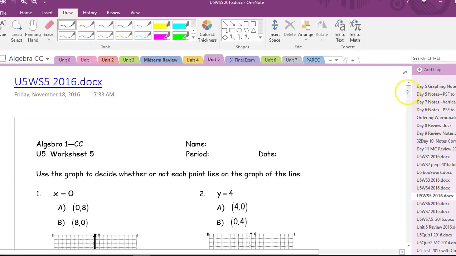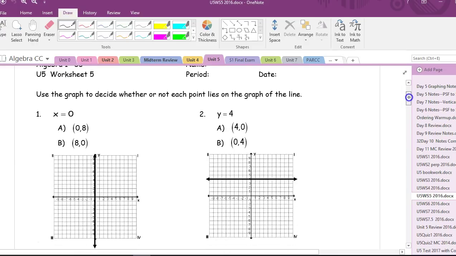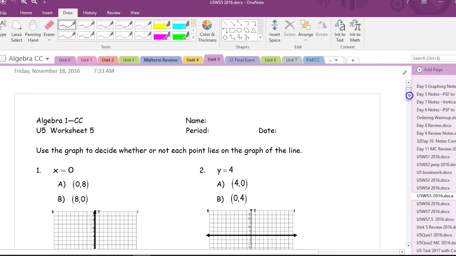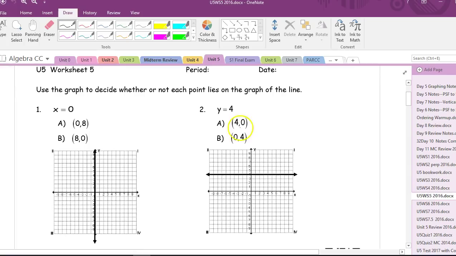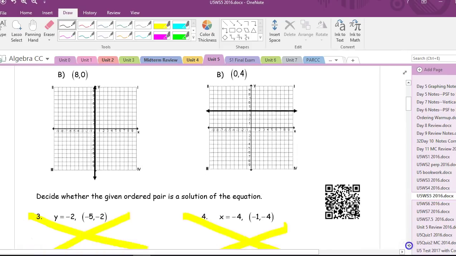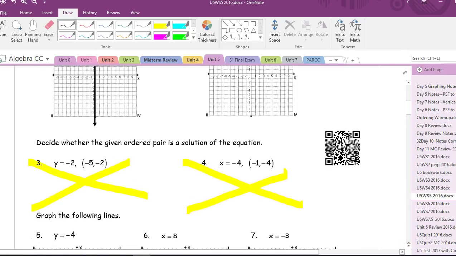All right, so worksheet 5. I'm going to take you through the problems as well, even the ones we're not going to cut. Number 1 and 2, you're using the graph to decide whether or not each point lies on the graph of the line. You can circle which one is correct, or you can just put yes and no. So again, you're just going to check 0, 8, is that on your line? If it is, yes. 8, 0, is that on your line? If it is, yes. If not, no. 3 and 4, we are cutting.